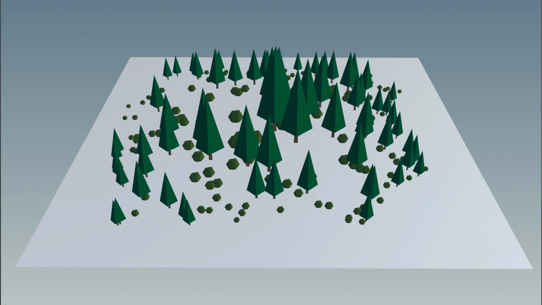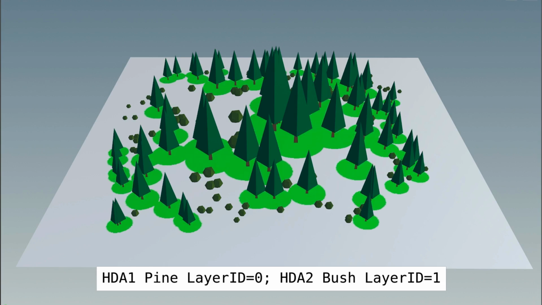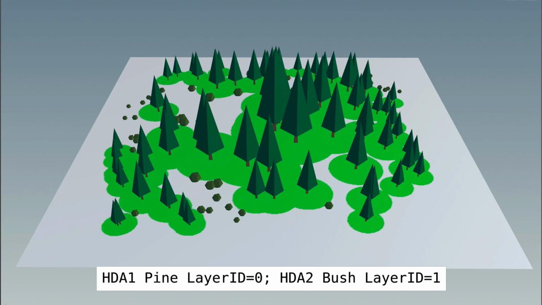In this scenario, I have 2 assets scattered with 2 HDAs. The pine tree was scattered first and has layer ID set to 0, and the bush was scattered second and it's set to 1. The green circles represent the global radius parameter, and as you can see, only the bushes are disappearing, and the pine trees are not affected.